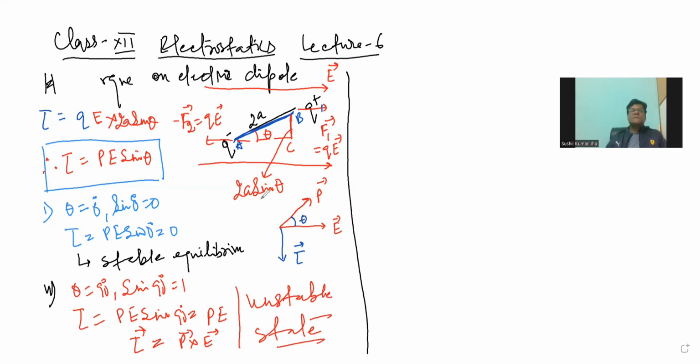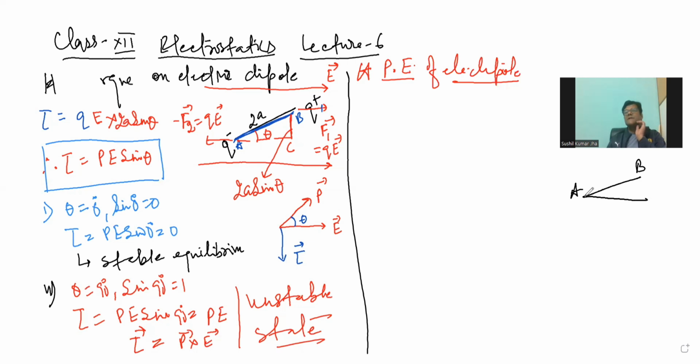Hope it's clear. So similar to this, we have a topic which is called potential energy of electric dipole, right? So when we talk about potential energy, this is all about the work required to change its orientation. What kind of work? Let's say, like in the previous diagram, if AB is a dipole, which makes a certain angle with the direction of applied field. So this is the dipole moment, keeping this as minus q and this as plus q.